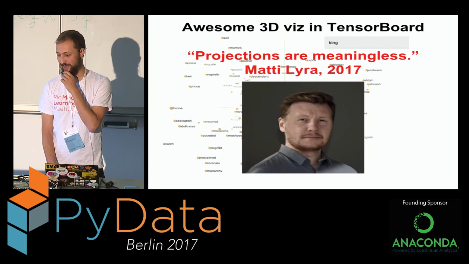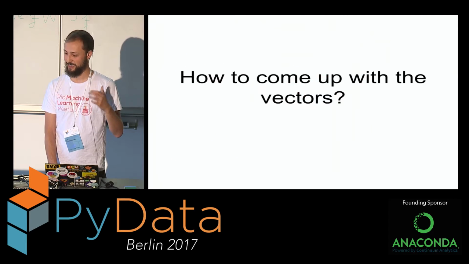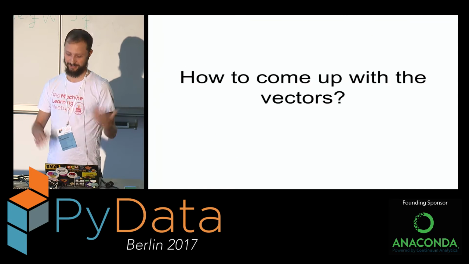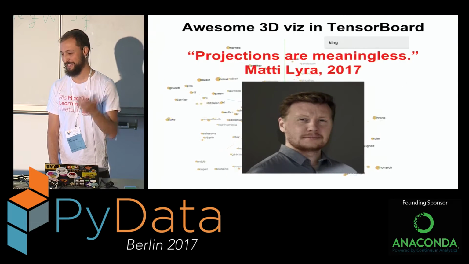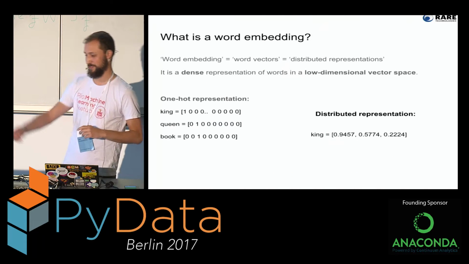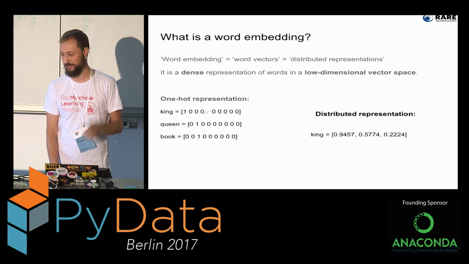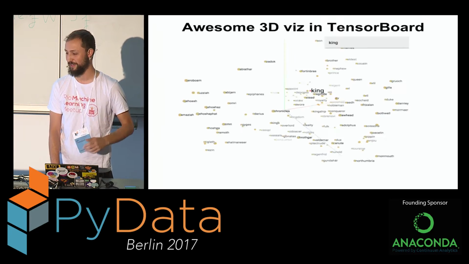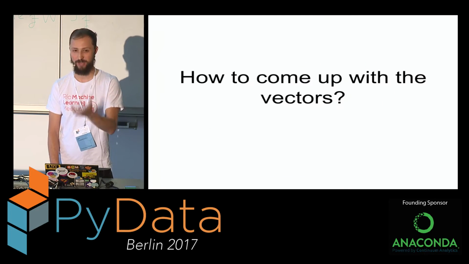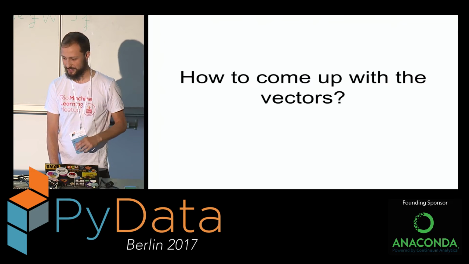Cool. So let's go more into the theory. How do we come up with these vectors? They're floating here in the space, but I have this 0.94, 0.57, 0.22. Why were these numbers selected? What's so good about them? There are infinite possibilities for them. So how do we come up with these vectors for king?